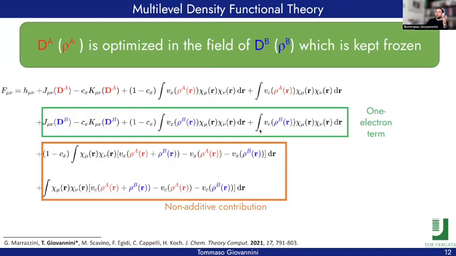Okay, once you have them, you save time in this multilevel DFT because you optimize the density of the active in the field of the inactive, which is instead kept frozen once you have determined it. Then you can write down your Fock matrix, your Kohn-Sham Hamiltonian, and so on, and then you will solve the Roothaan equation by using this Fock.